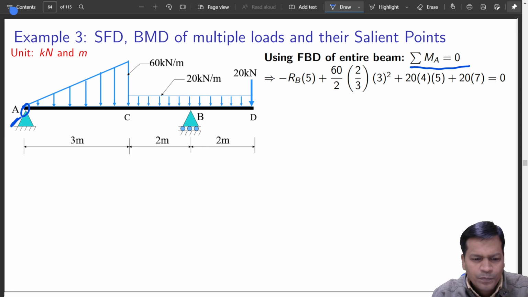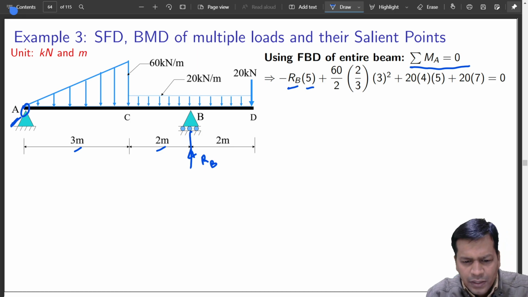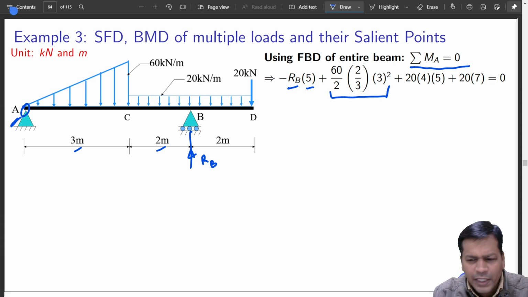So now RB is unknown. RB is reaction force at B. So RB is at a distance 5, 3 plus 2, that is 5, and it is in counterclockwise direction. So that is why I am taking it negative. And then how did you get this much? Where did I get this?